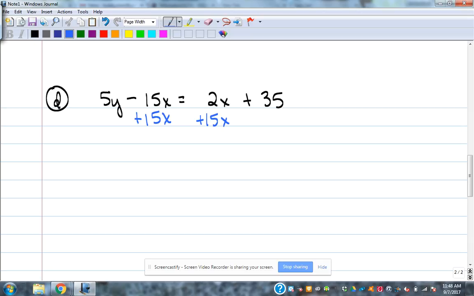Same types. Like term is the math word for that. Like terms. 2x and 15x together would be 17x plus 35. And we got 5y over here. Last step. Divide what by 5? Everything. Good.